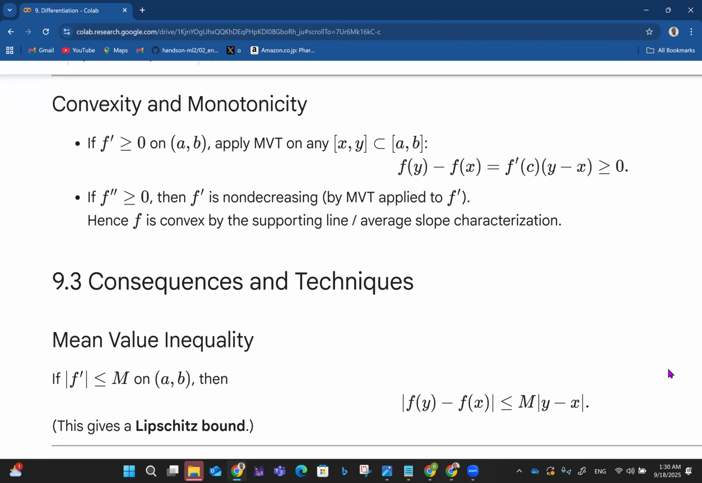So if f' is greater than or equal to 0 on the open interval (a,b), we apply the mean value theorem on any closed interval [x,y] which is a subset of [a,b], such that f(y) minus f(x) is equal to f'(c) times (y minus x), which is greater than or equal to 0. Then if f'' is greater than or equal to 0, then f' is non-decreasing following the mean value theorem applied to f'. Hence, f is convex by the supporting line or average slope characterization.